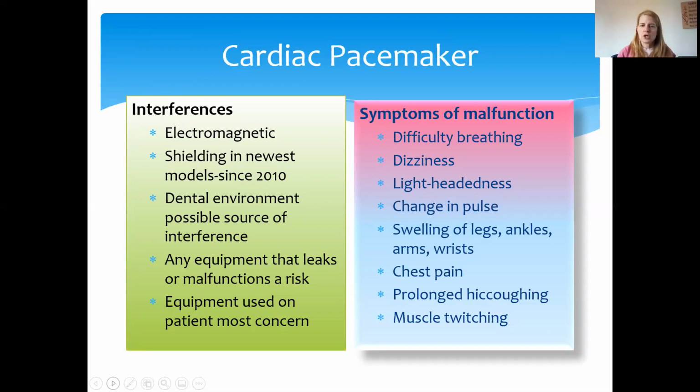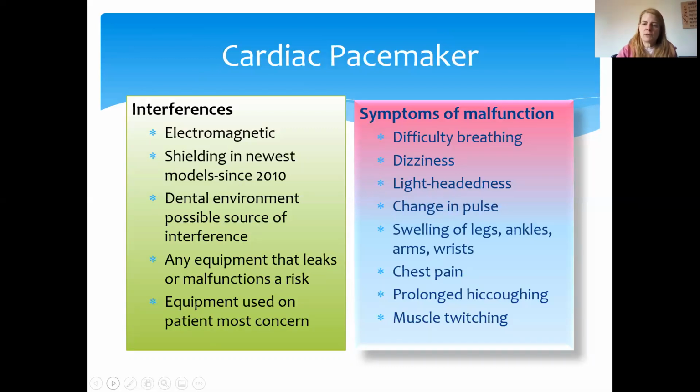Interferences for the pacemaker are electromagnetic. So there's shielding in most of the pacemaker models that have been implanted since 2010. Things that we use in the dental environment could interfere with the pacemaker. There is equipment that used to not be usable: our ultrasonic sterilizer, our instrument shaker, our appliance cleaning station could not be used because the vibration from those could affect the heart pacemaker.